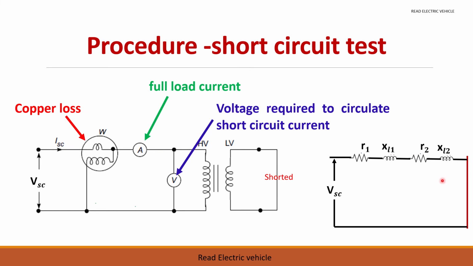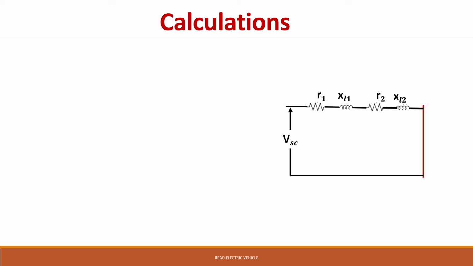Under the short circuit test, this will be the equivalent circuit. We have shorted the secondary, so the current will be a short circuit current, which will be a large current. So this drop, R2 into XL drop, cannot be neglected. Similarly, on the primary side also, the current is large, so you cannot neglect this drop also. So the voltage applied will be the voltage required to circulate full load current in the primary side. So we can do the calculations from this short circuit test.